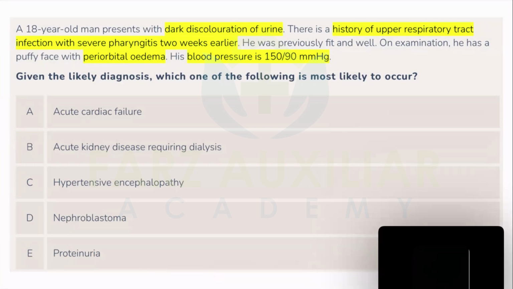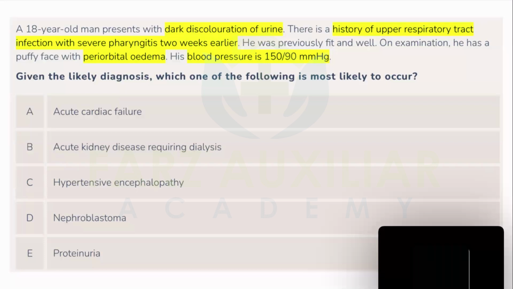So what they have told here is that an 18-year-old young man presented with dark discoloration of urine, which we know is blood. There is a history of severe pharyngitis 2 weeks ago. He was previously fit and well. On examination, he has a puffy face with periorbital edema. So the upper respiratory infection occurred around 2 weeks back.